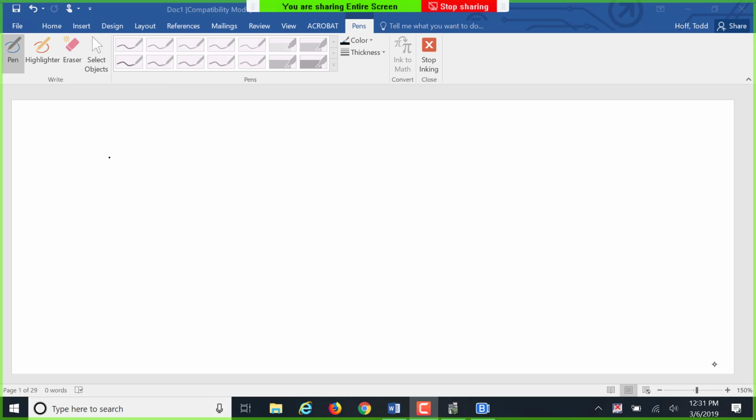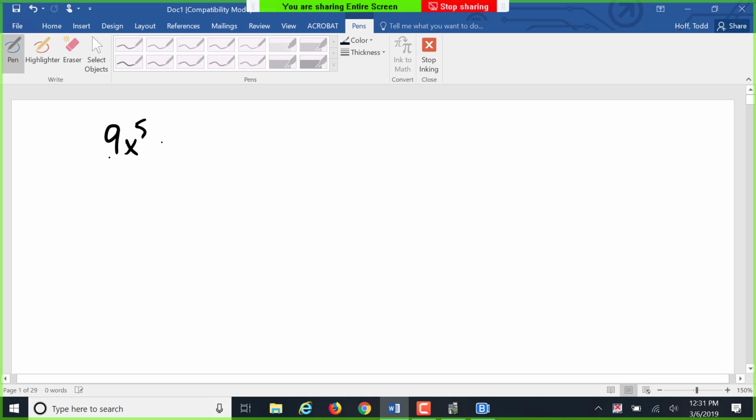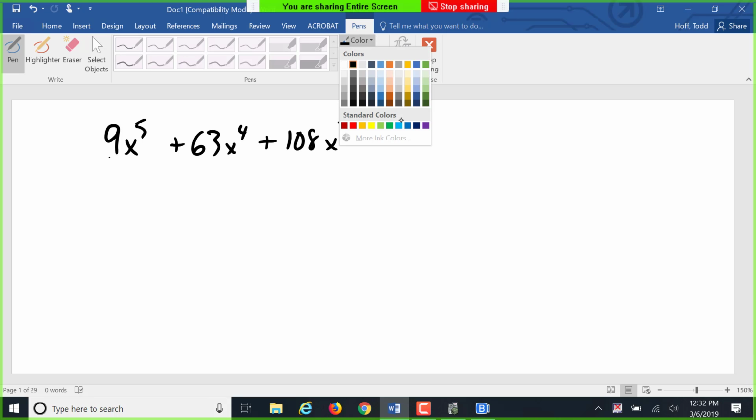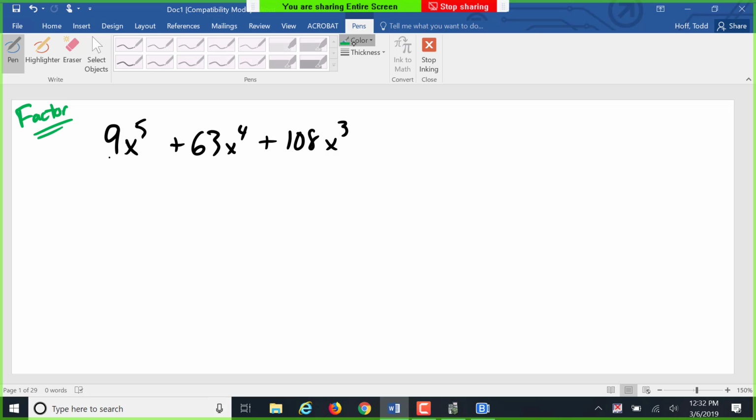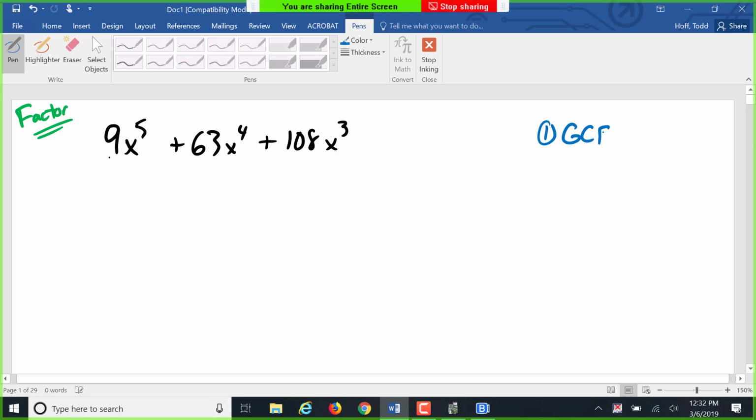Okay, so let's take a look at a problem like 9x to the fifth plus 63x to the fourth plus 108x to the third. So if we're asked to factor this, the first thing we always look for is a greatest common factor.